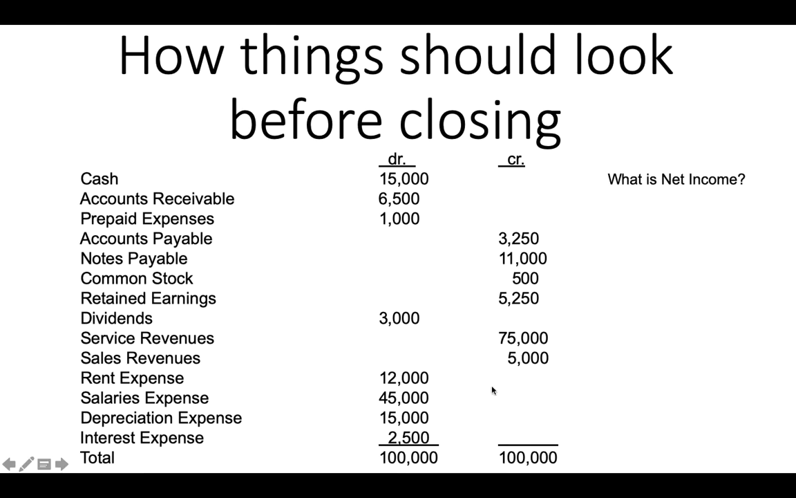If you look, we have 2 revenue accounts, 75 and 5. That's a total of 80,000. And if we subtract our expenses here, the 12, the 45, the 15, and the 2,500, you should calculate net income of 5,500. And you'll see why that's important in a little bit. But first, we'll start with closing entry number 1, which is where we close revenues.